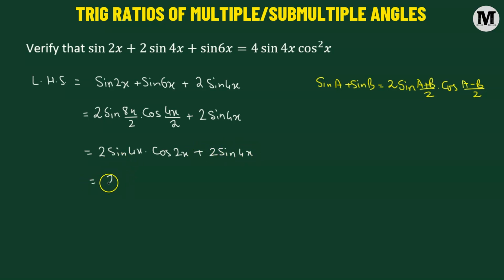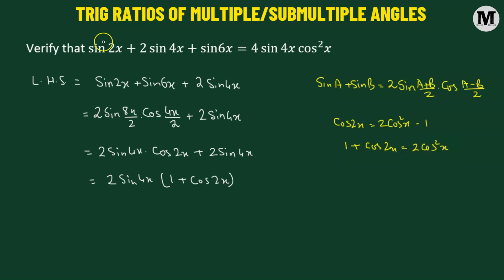Now, what we can do, we can take 2 times sine of 4x as the common factor. So that gets multiplied to 1 plus cosine of 2x. Now, we know that cosine of 2x equals 2 times cosine squared x minus 1, which means that 1 plus cosine 2x can be replaced with 2 times cosine squared x. So we will now have 2 times sine 4x multiplied to 2 times cosine squared x.